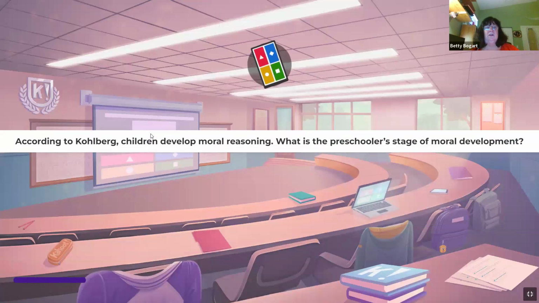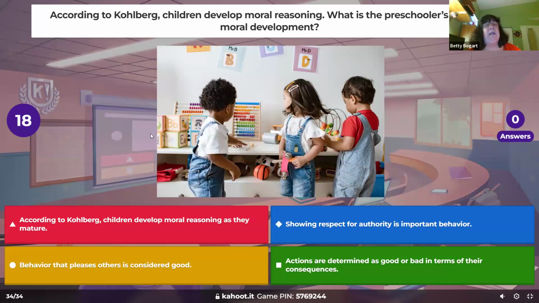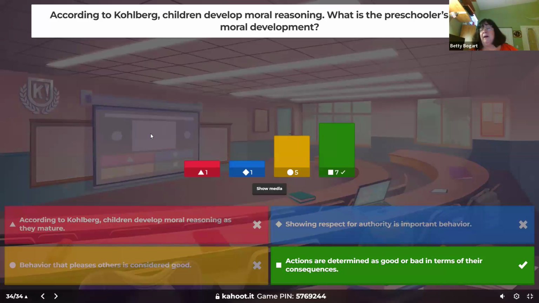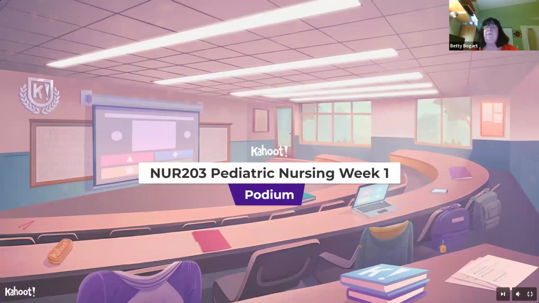And last question. According to Kohlberg, children develop moral reasoning. What is the preschooler's stage of moral development? What do they believe? Their morality. Kohlberg. And again, this is all about good and bad consequences, and that's going to be an action, some sort of consequence for either good or bad. So they are starting to make decisions on their ages. And we're going to go on that more even next week.